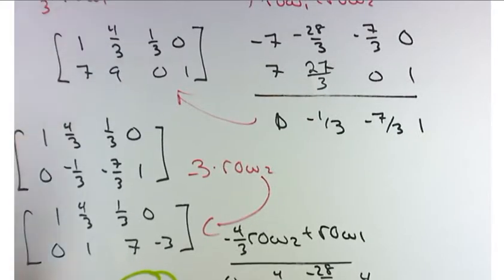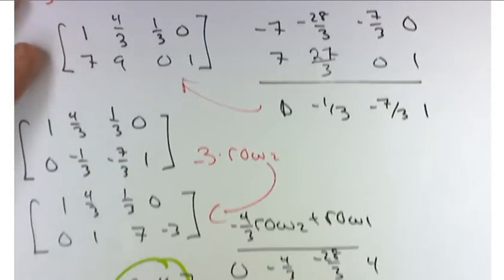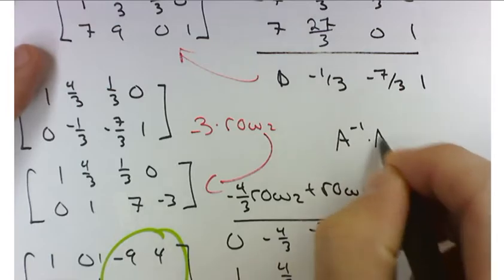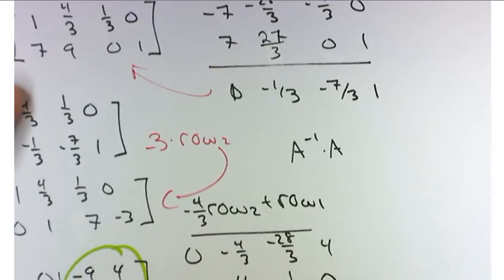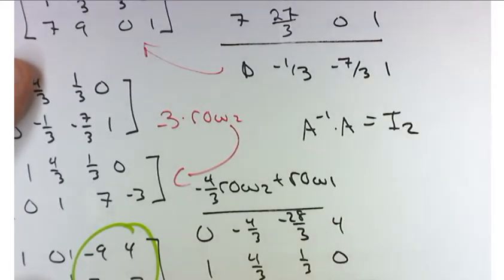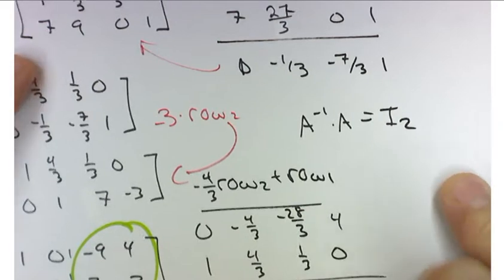By the way, any guesses if this is A inverse right here? What do you think I would get if I multiplied A times A inverse? Anyone? Yeah. The matrix equivalent of 1. So I2 in this case. All right, so problem number 18.